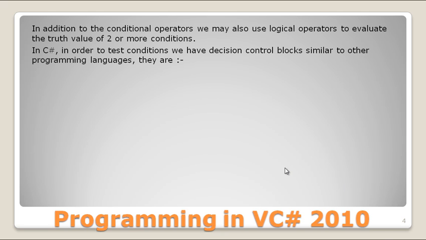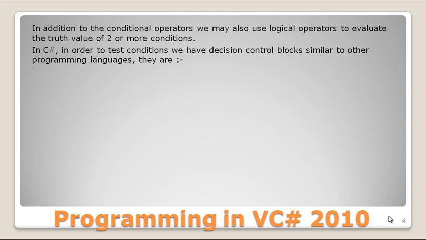So in C Sharp, in order to test conditions, we have decision control blocks. So we might be thinking where we shall actually put these expressions and how do we represent them. Is it possible to write directly? Let me tell you the secret. These conditions, the conditional expressions, you actually write in certain structures which are known as control structures.